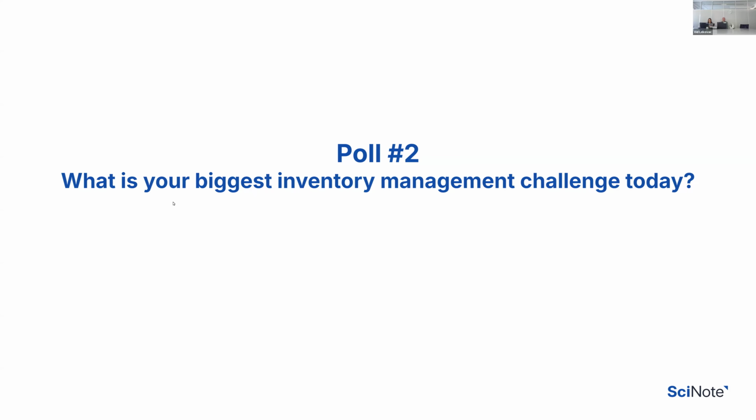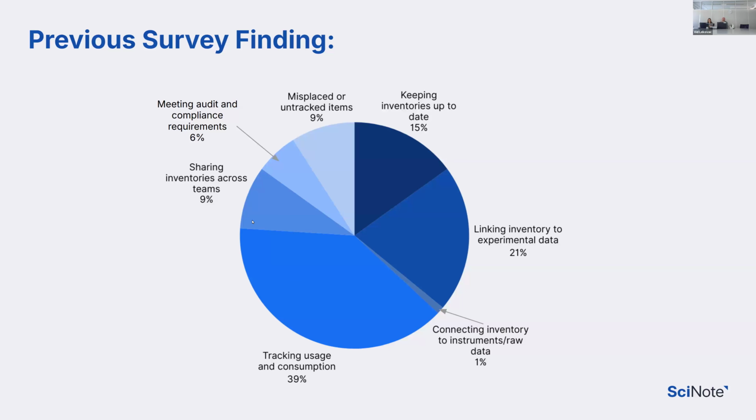Okay, let me stop sharing this and show the results from the previous time. So the results are very similar, except that last time we had a lot more people telling us that linking inventory to experimental data is also a big challenge. However, tracking usage and consumption, as you can see, is still leading the way.